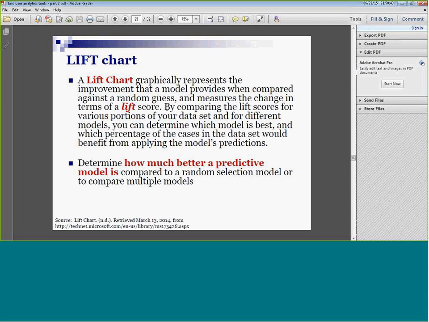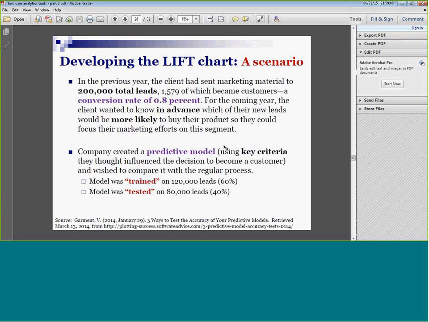By the way, before I show you that, we're going to compare the lift scores for various portions of the data set. So it's a little different. Instead of comparing the overall thing, you're looking at portions of the data set and figuring out which model is best and which percentage of the cases in the data set would benefit from applying the model. It might not be all of them.